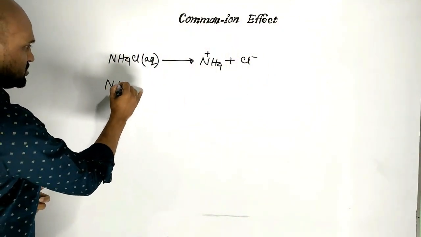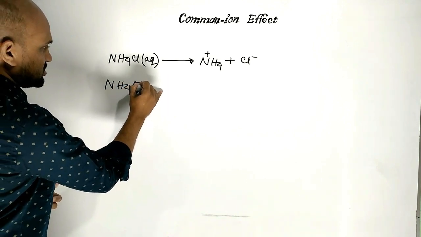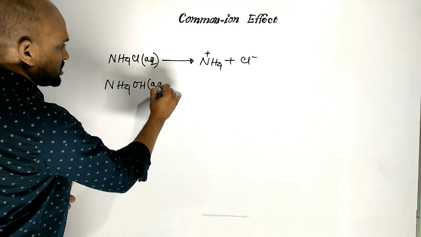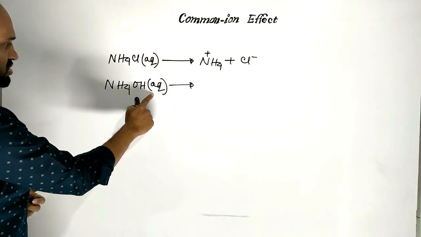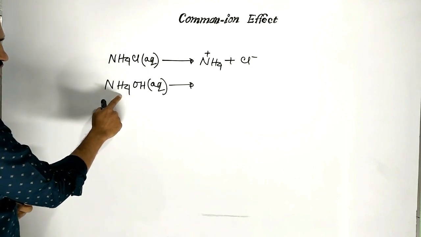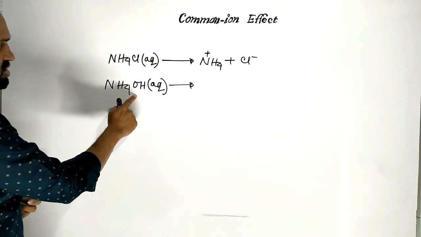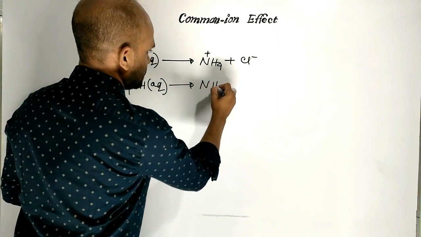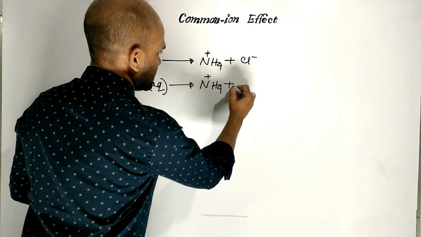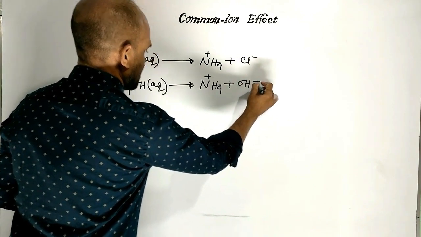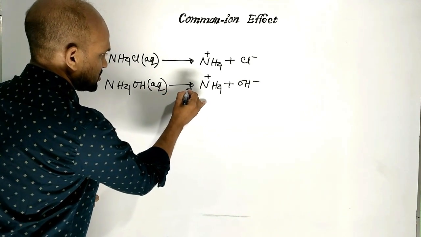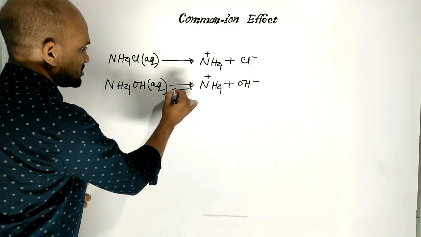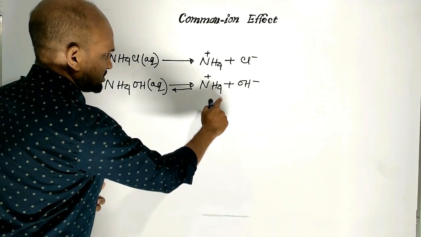Again, another electrolyte, ammonium hydroxide. Solution of ammonium hydroxide. This is a kind of weak electrolyte, so it ionizes partially to form ammonium ion and hydroxide ion. As ammonium hydroxide is a kind of weak electrolyte, it establishes equilibrium state with its ions.